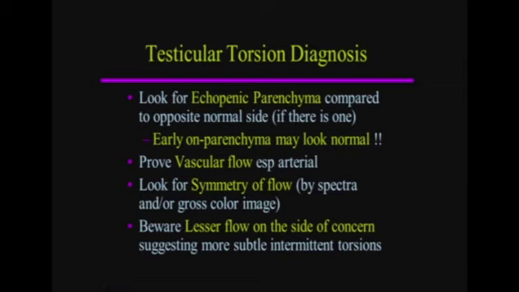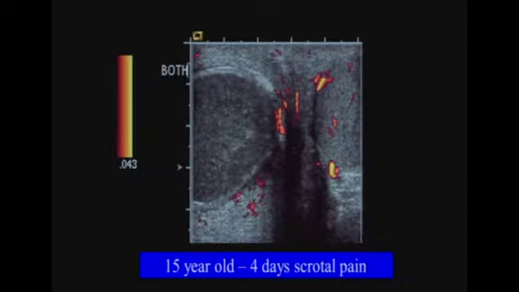Testicular torsion diagnosis. Look for echopenic parenchyma compared to the opposite normal side, if there is a normal side. Early on, parenchyma on both the torsed side and the non-torsed side may look normal. Prove there's vascular flow, especially prove that there's arterial flow. Look for symmetry of flow, either by spectral pattern and/or gross color evaluation. Beware cases in which you see lesser flow on the side of concern, which suggests more subtle intermittent torsion or partial torsion.